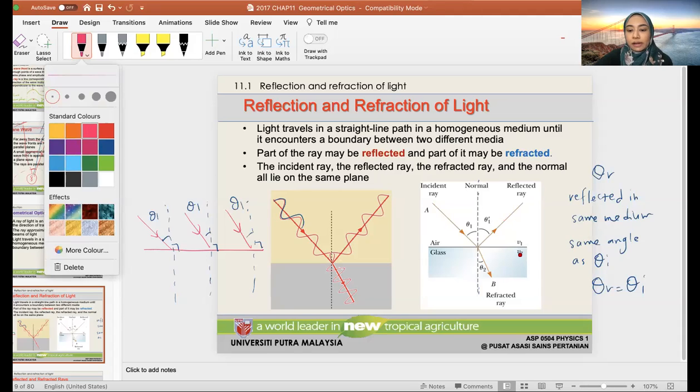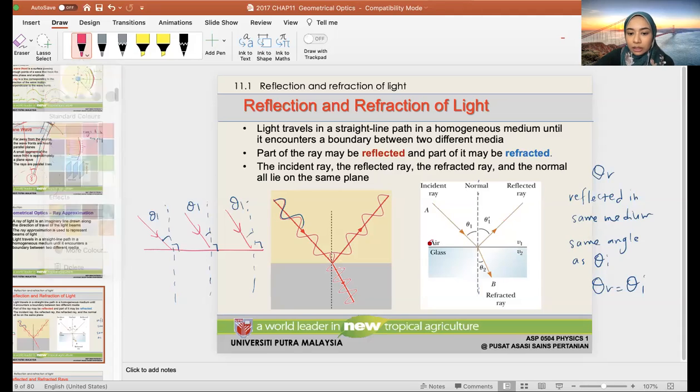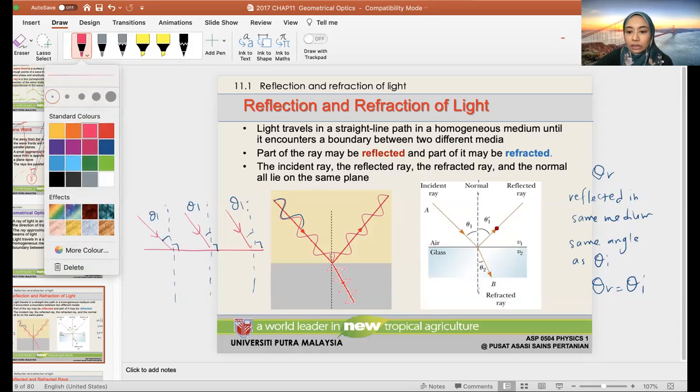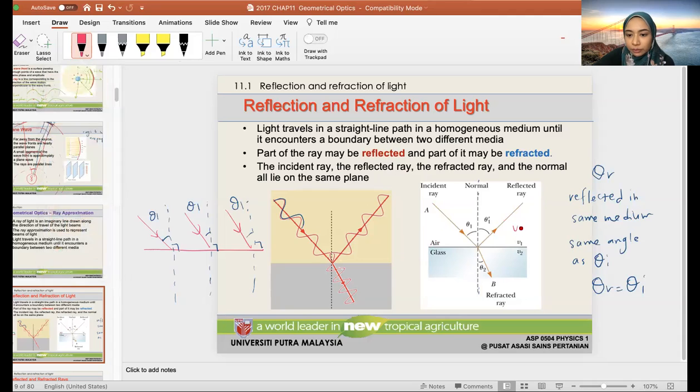What about refraction? So here we look at air here, glass here. Glass is denser than air, which means that the speed of light will decrease. So first V1. So V2, the speed of light in glass, will be slower than V1 because glass is more dense than air. When my V is smaller, my theta also becomes smaller, towards the normal.